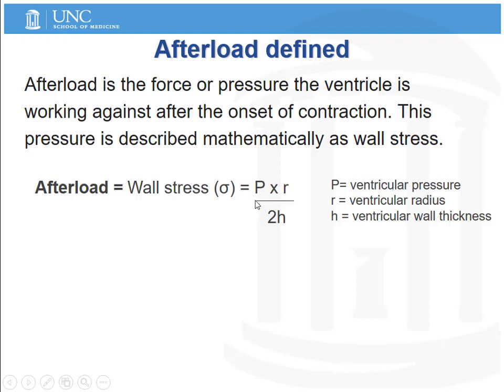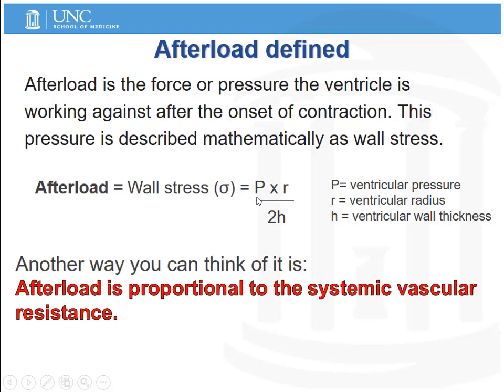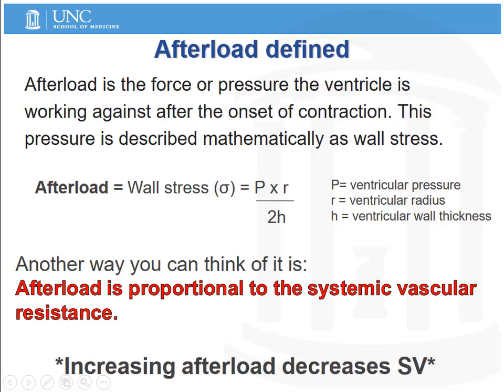The left ventricle ejects blood through the aortic valve and against the high pressure of the systemic circulation. So you can also think of afterload as being proportional to the pressure of the systemic circulation or the systemic vascular resistance. Increasing afterload leads to a decrease in the volume of blood ejected by the ventricle, or the stroke volume.